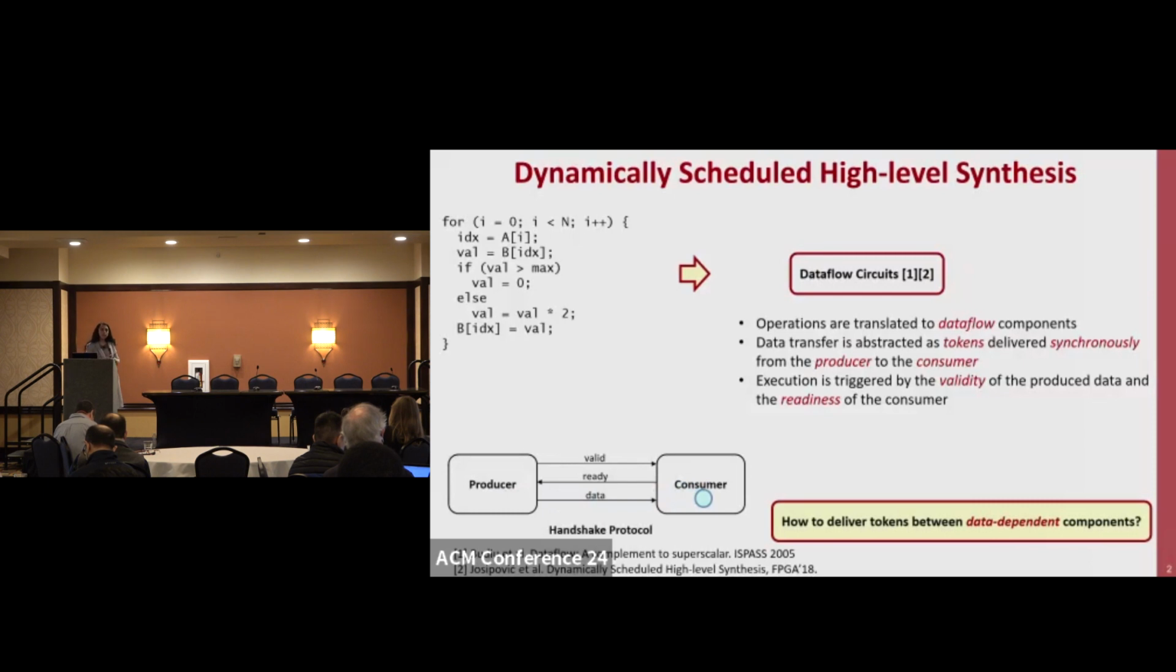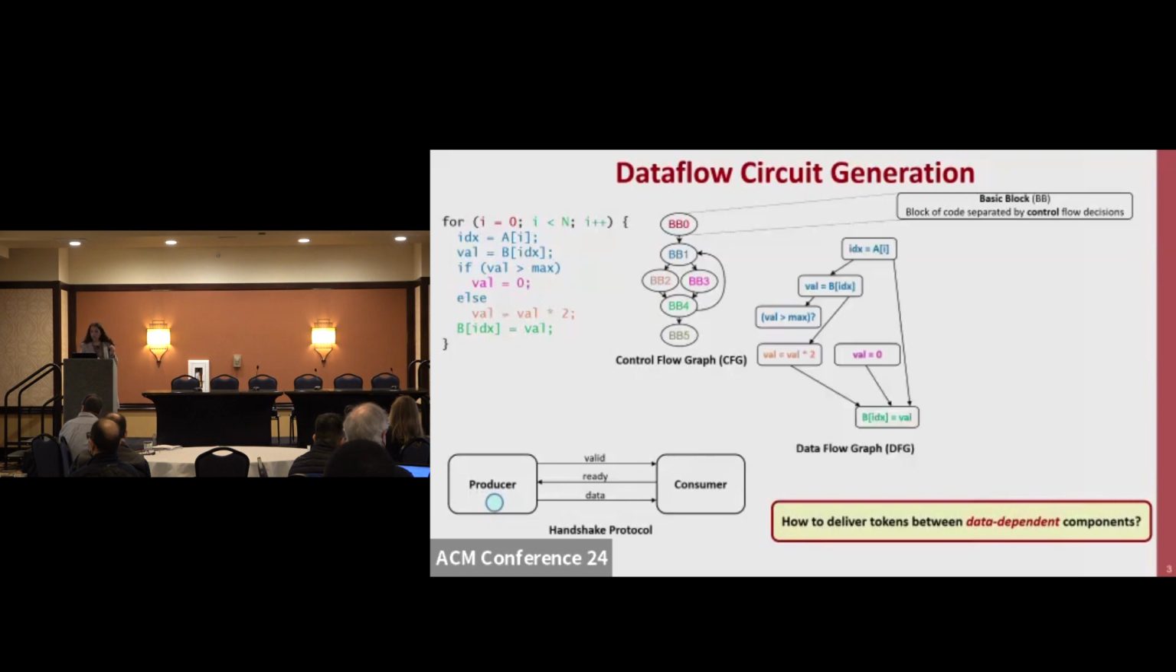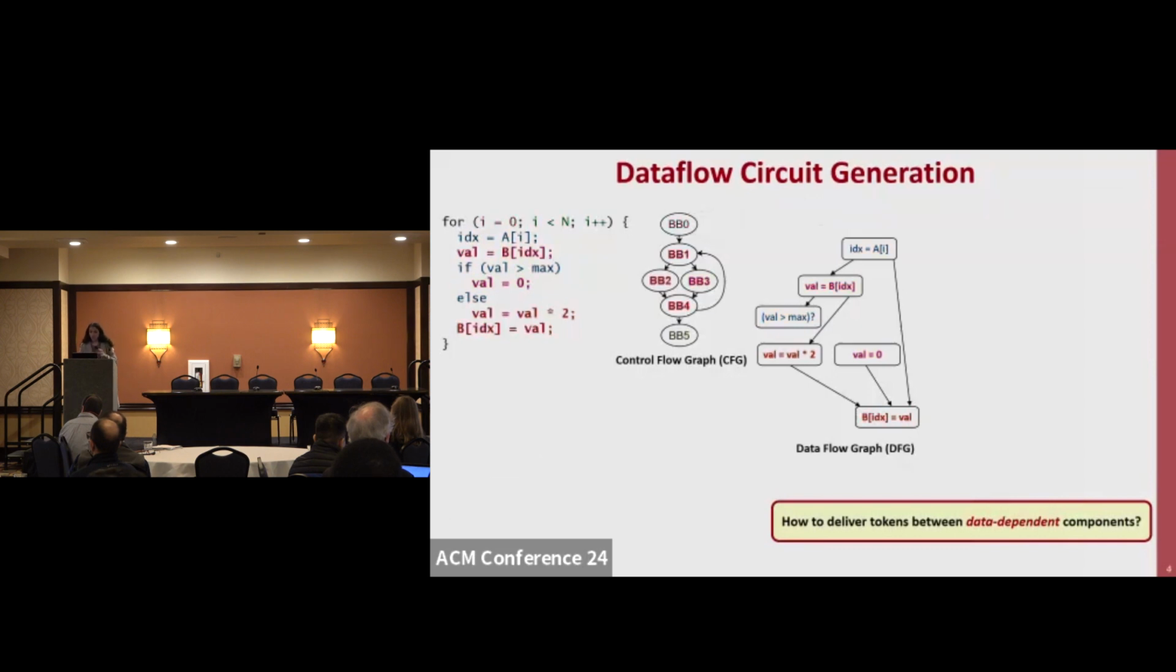And so the process of Dataflow circuit generation can be thought of as a question of how to deliver tokens between data-dependent components. To answer this question, we rely on two pieces of information. The first is the control flow graph, which is composed of basic blocks that separate code based on control flow. And the second is the data flow graph that captures the data dependence. For the rest of the presentation, I'll focus on delivering the data held in the variable val.